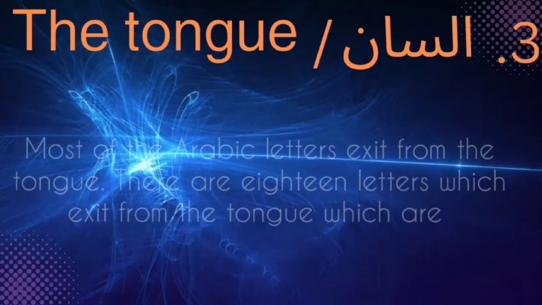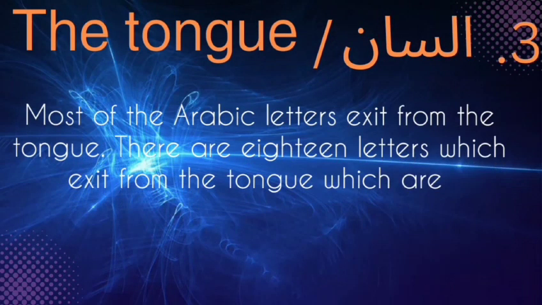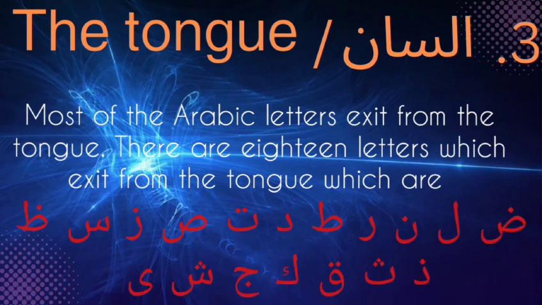Number 3, al-lisan. Al-lisan means tongue. Most of the Arabic letters exit from the tongue. There are 18 letters which exit from the tongue, which are Sqad, Lam, Noon, Ra, Qa, Dal, Ta, Sqad, Za, Sin, Gha, Dal, Tha, Qaf, Kaf, Jim, Shin and Ya. These letters are further divided into specific makharij as we have learned in the previous lessons.